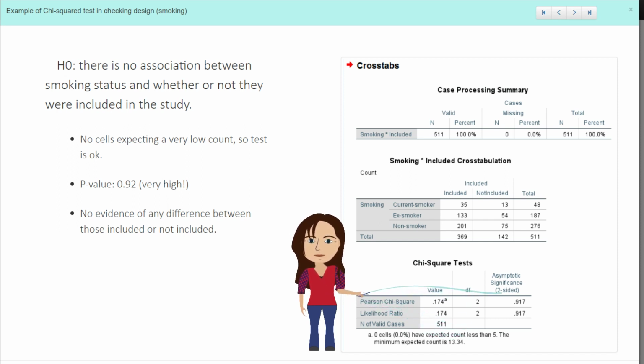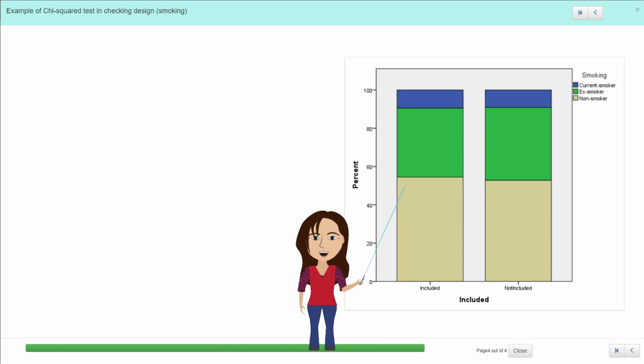The p-value is here. The asymptotic significance is really, really high, so we've got no evidence that there is any difference in the proportion of smokers between those who were included and those who were excluded from the study. And if we do a bar chart of that, you can see that that supports that. That doesn't actually look like there's any difference. I would never put this in a publication though. It's too ugly. You'd need to make that a little bit prettier.